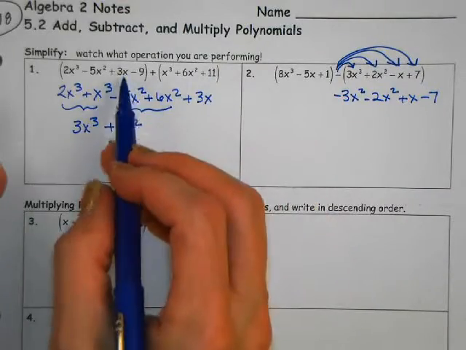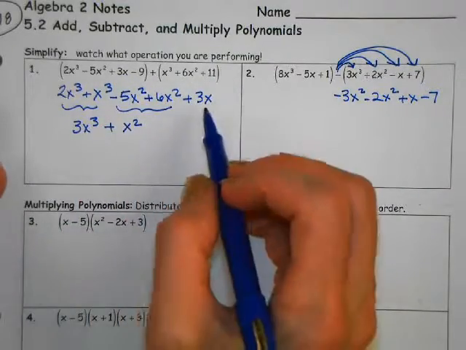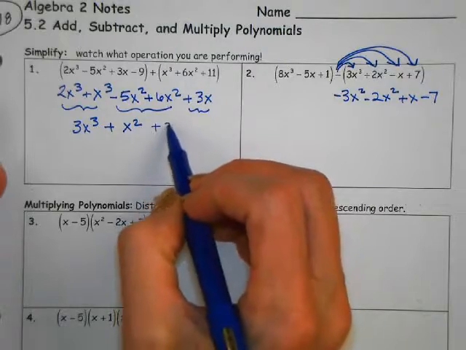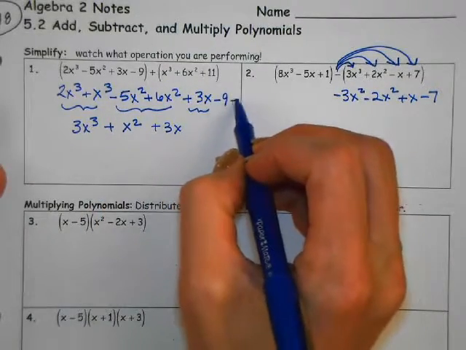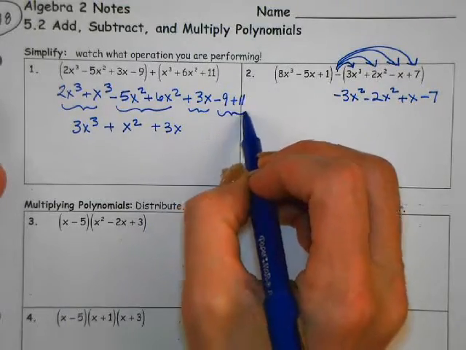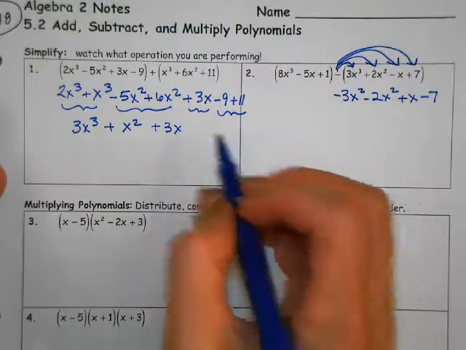Are there any other 3x's? Any other x's, I mean? No. So then this just becomes plus 3x. And then I look at my constants. I have a minus 9 and I have a plus 11. So what are my constants equal?